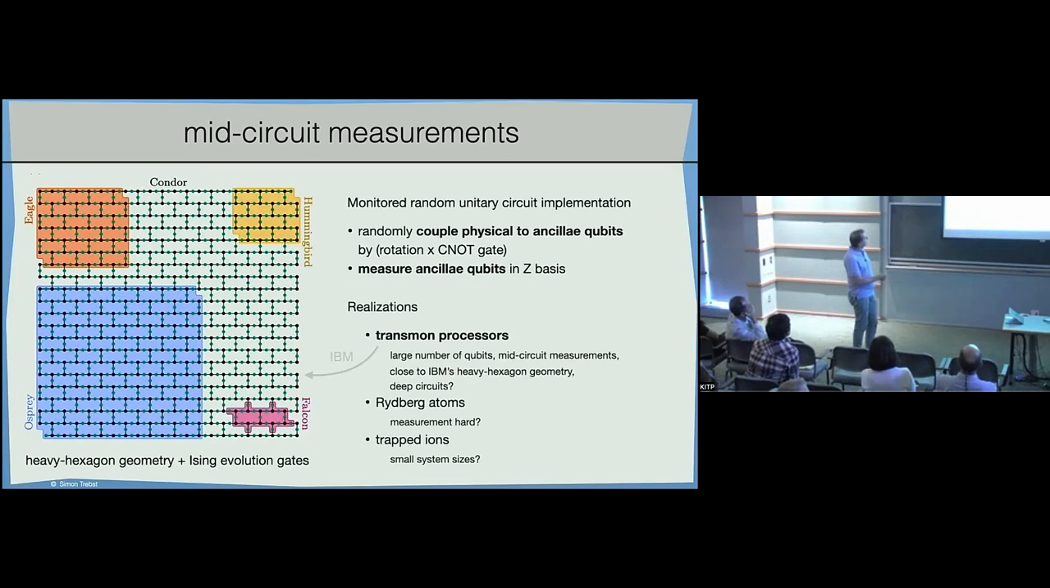Falcon, Hummingbird, Eagle, and Osprey are all available in the cloud, with 27 up to 433 qubits. This year's chip, Condor, will be announced later in the year. What you should see is they have this brick wall structure, which is exactly this honeycomb lattice of the Kitaev model that we're interested in, and they have these interstitial sites that we use to do the measurements.